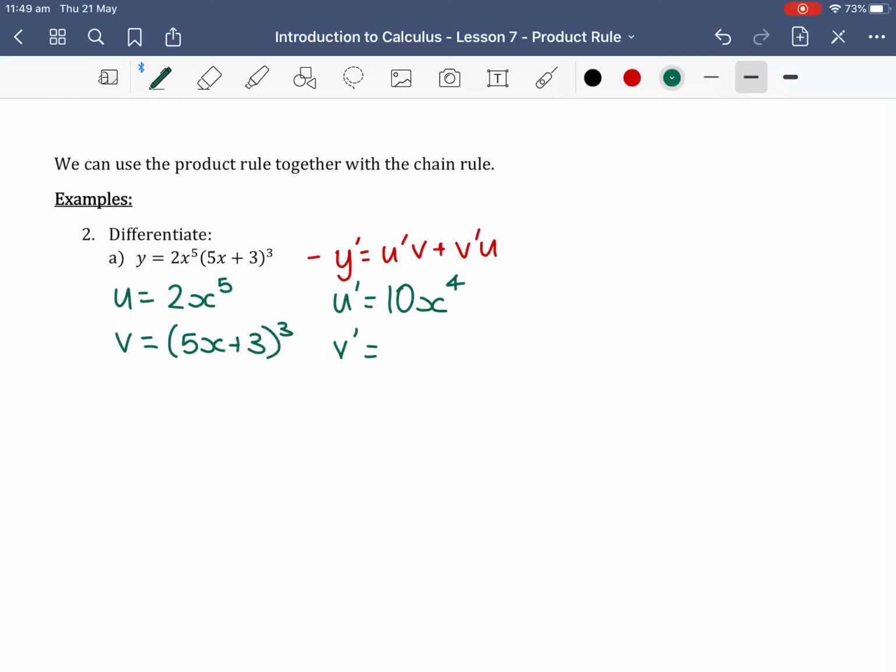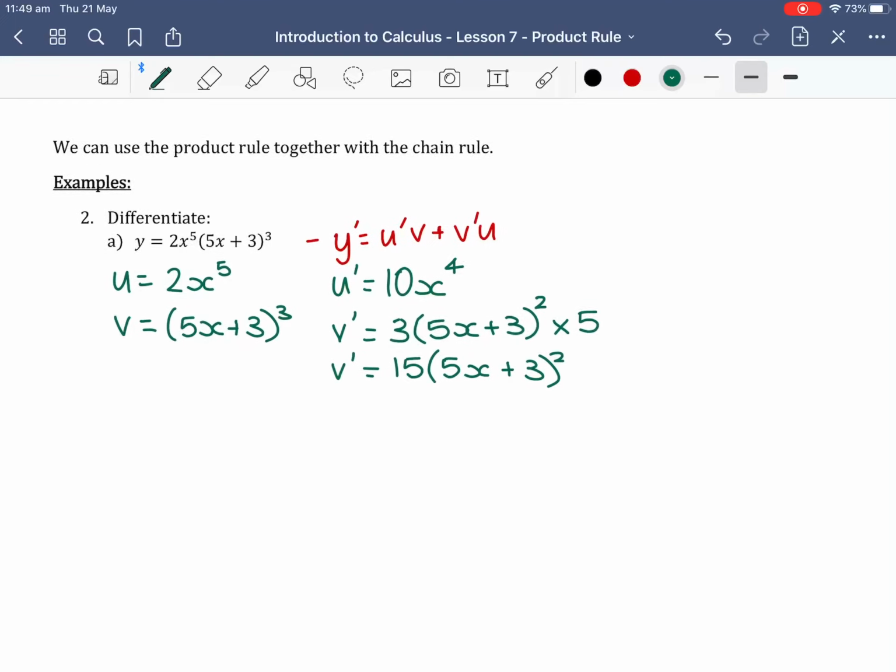And then our v dash, this is where we use our chain rule. So we bring our power out the front. So 3 multiplied by our bracket 5x plus 3, drop our power by 1 so that it's 2, and then multiplied by the derivative of our bracket, which is 5. So then we have v dash equals 3 times our 5 is 15, bracket 5x plus 3 all squared.